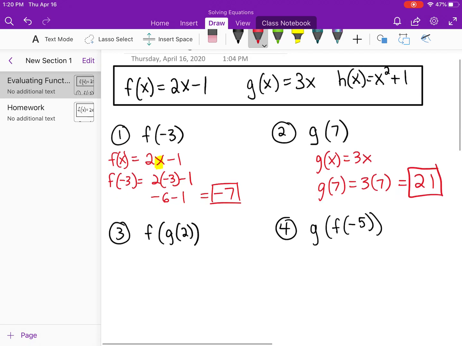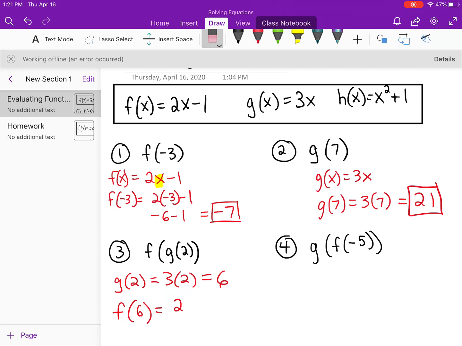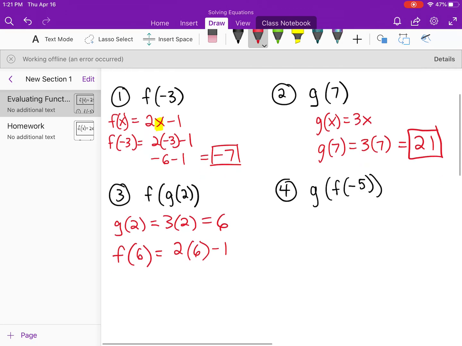Okay, let's take a look at if it was a composite function. You would work from the inside out. So it says f of g of 2. We're going to start on the inside and figure out what is g of 2. G of 2 would just be 3 times 2, which is 6. Then we're going to take that 6 and put that in for f. So f of 6 would be 2 times 6 minus 1. I just took out the x from the f of x and put in the 6. So that's 12 minus 1, which is 11. That's all you have to do for that one.